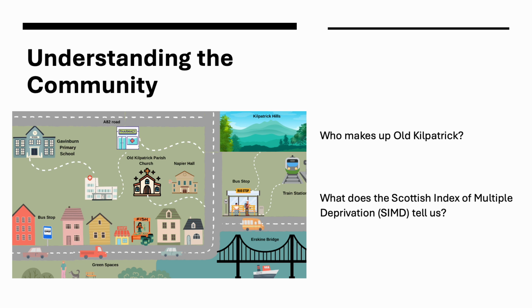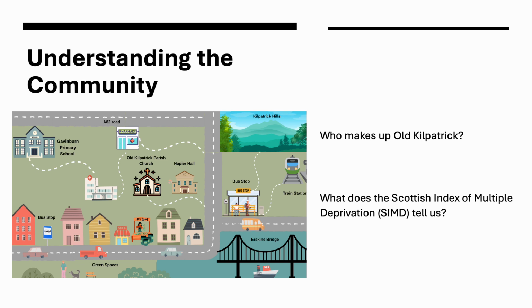The village leaders are known as the Old Kilpatrick Community Council. The council is made up of community members who work hard to improve the village by considering local issues. When researching the Scottish Index of Multiple Deprivation, I found that around a third of the Kilpatrick ward, which includes Old Kilpatrick, falls within the 20% most deprived areas in Scotland. This shows that many families in the community may face financial challenges which can influence the experiences of learners at Gavin.